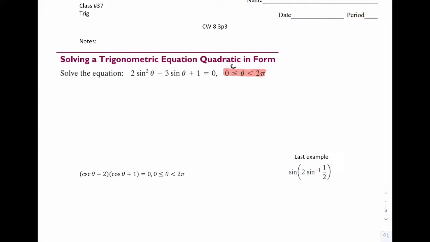So for these we're back to only considering one full rotation, meaning all our answers should be between 0 and 2 pi, or 0 degrees and 360 degrees. So with that in mind, let's go to our first example.